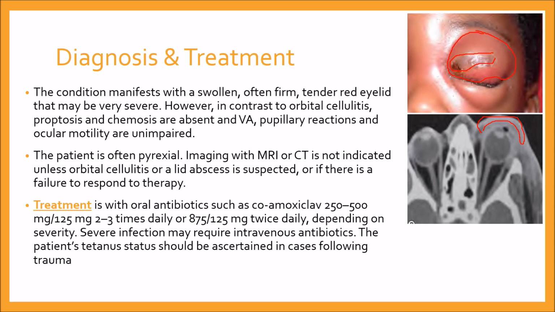Treatment is with oral antibiotics such as co-amoxiclav, 250 to 500 milligram per 125 milligram two to three times daily, or 875 to 125 milligram twice daily, depending on severity. Severe infections may require intravenous antibiotics. The patient's tetanus status should be ascertained in cases following trauma.